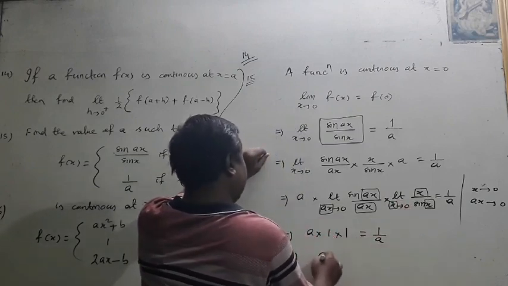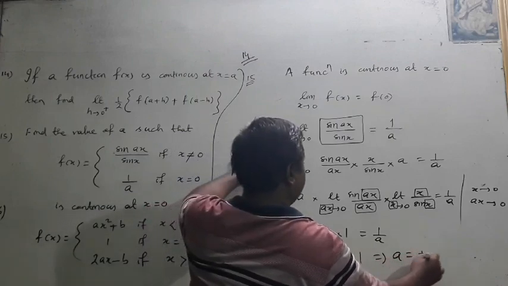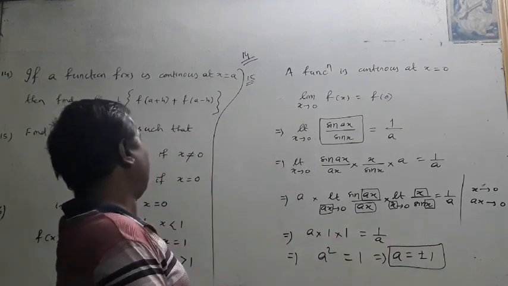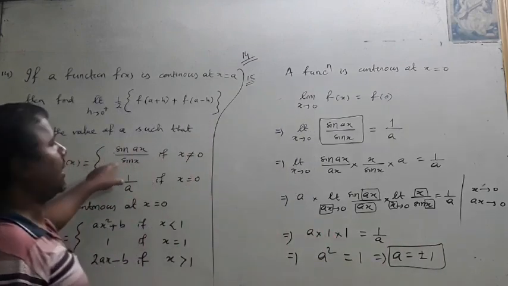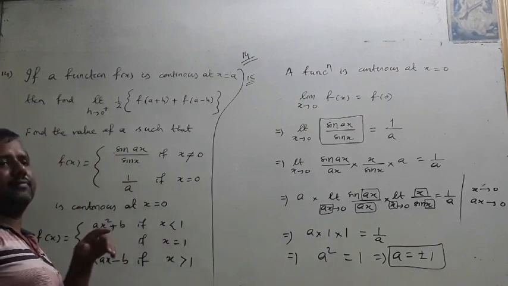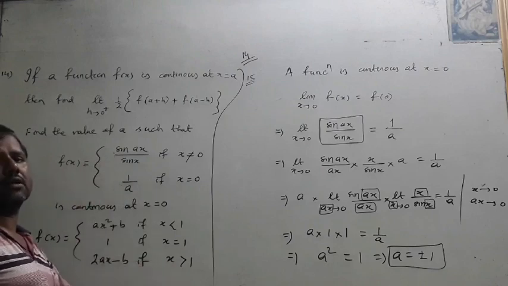This implies a square is equal to 1. This implies a is equal to plus or minus 1. So here, for a is equal to 1, the function is continuous. For a is equal to minus 1, the function is continuous. If you put a is equal to 2, then the function will not be continuous.